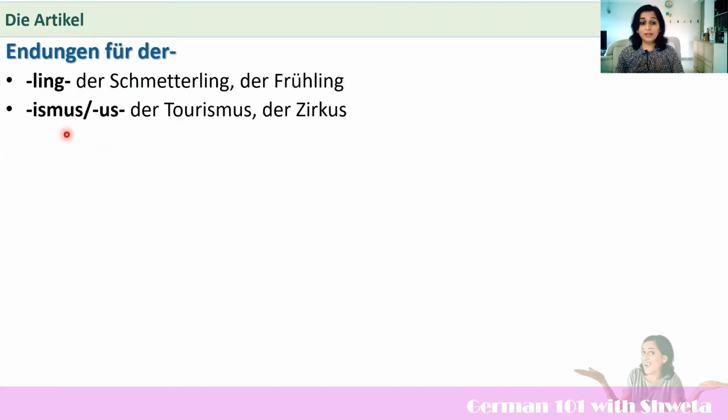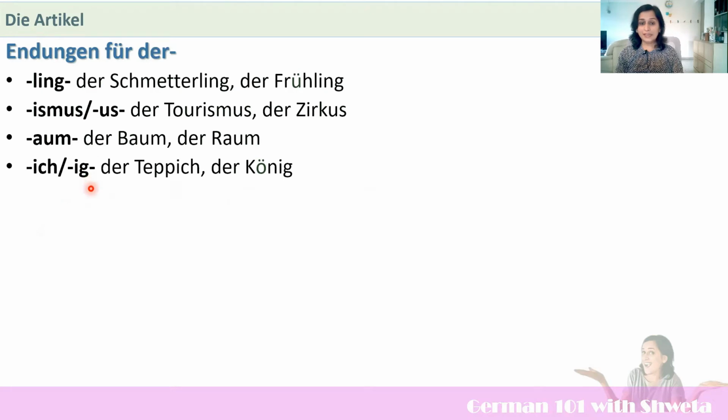Die Nomen, die mit ismus oder us enden. The nouns ending with ismus or us. Zum Beispiel der Tourismus, der Circus. Tourismus is tourism, Circus is circus. Aum, zum Beispiel der Baum, tree. Der Raum, Raum is room or space.